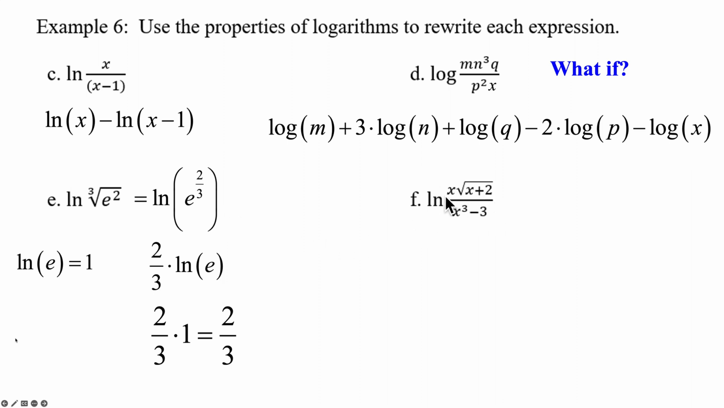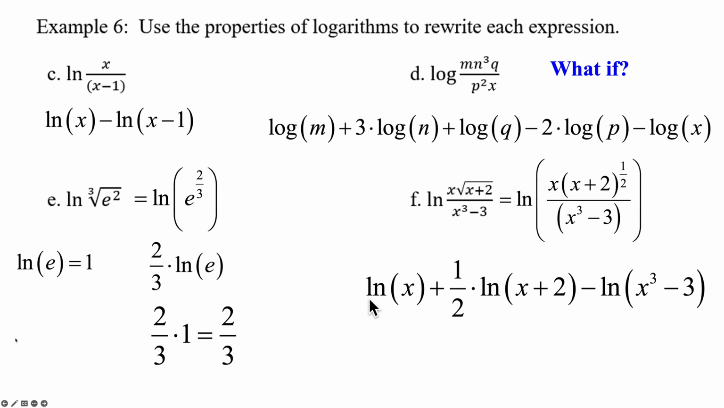Again here, f, x times the square root, so we're going to write this binomial x plus 2 to the 1/2 power. And then x cubed minus 3 would be smart to put parentheses around it because it is one term. So 3 factors: natural log of x plus 1/2 times the natural log of x plus 2 minus the natural log of x cubed minus 3. Don't bring the 3 out front because the whole binomial is not cubed.